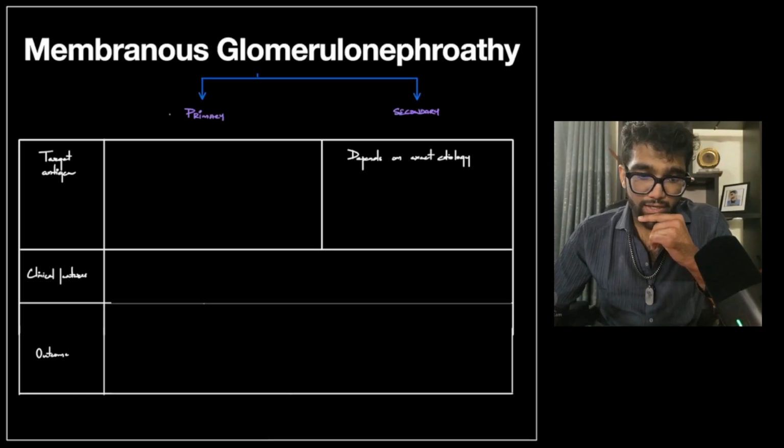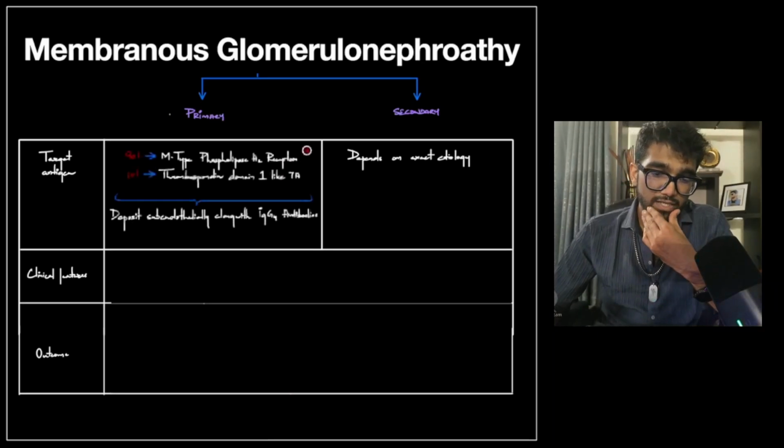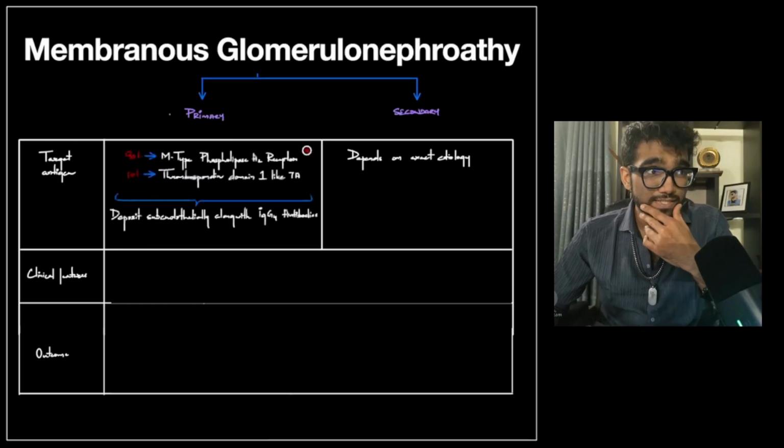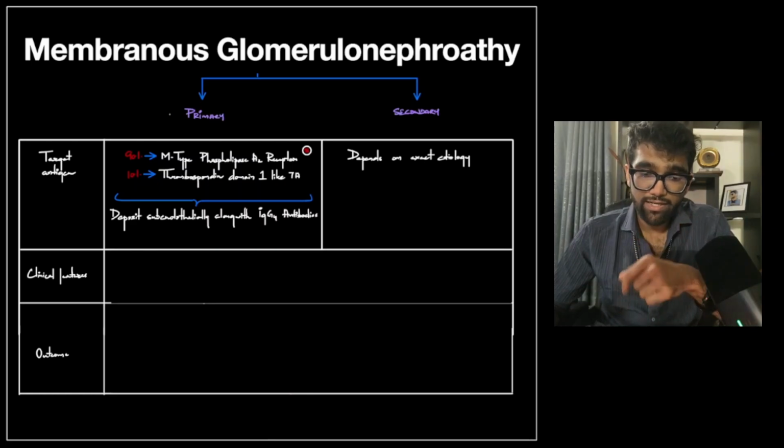The target antigen in primary, classically at least, since it was described in 2014, was considered to be M-type phospholipase A2 receptor, the PLA2 receptor. Most cases were ascribed to that. Around 10% of the other cases were against a protein called thrombospondin type-1 domain containing 7A. Both of these were IgG4 antibodies targeted against these two antigens that are normally present in the glomerular basement membrane.